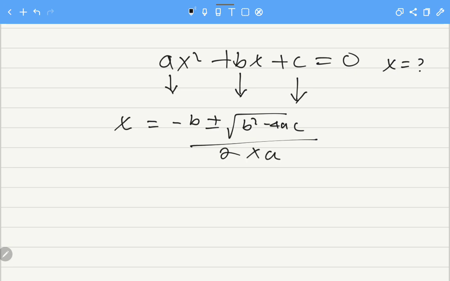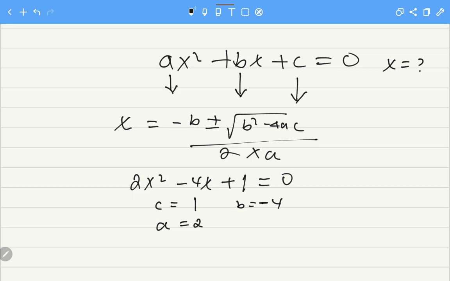So let's have an example. We have, for example, 2x squared minus 4x plus 1 equal to 0. This time your c is 1, your a is 2, and your b is minus 4.